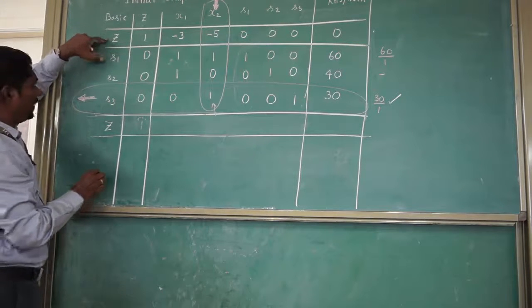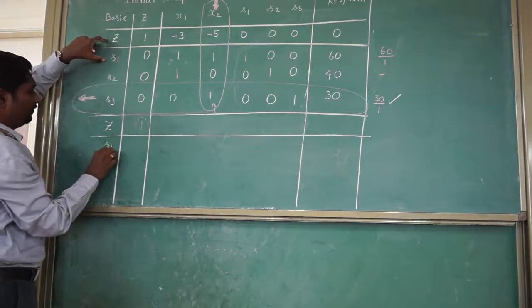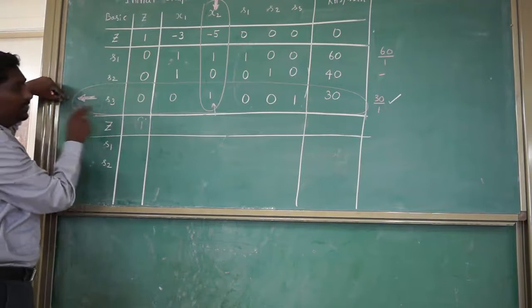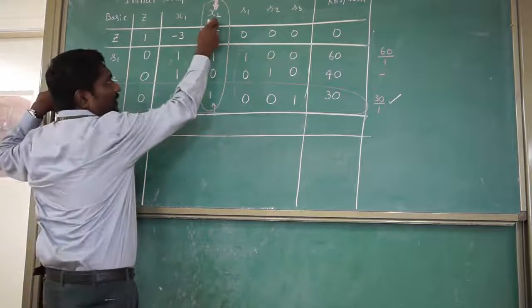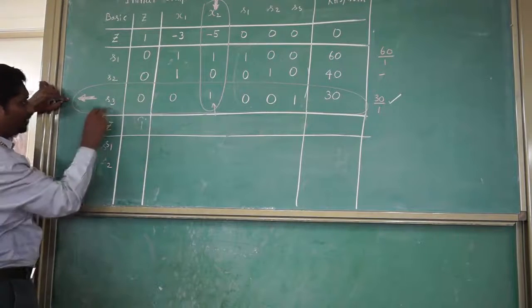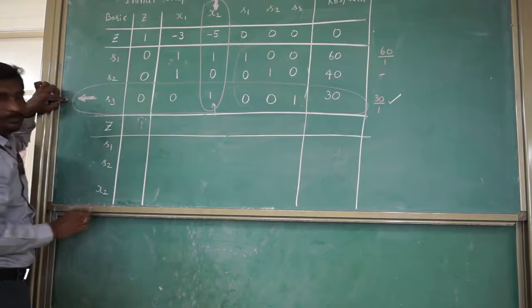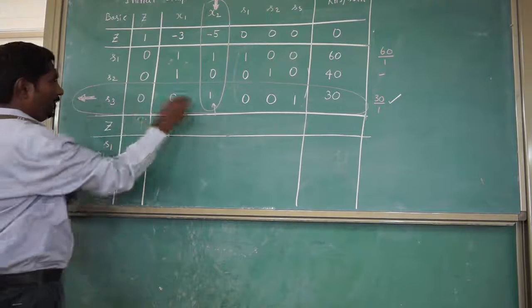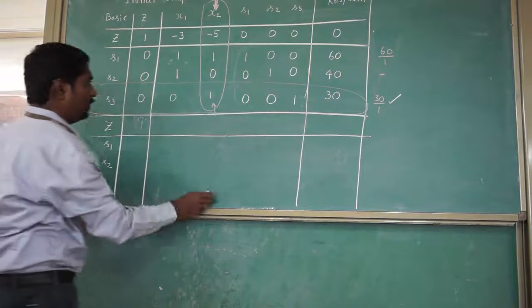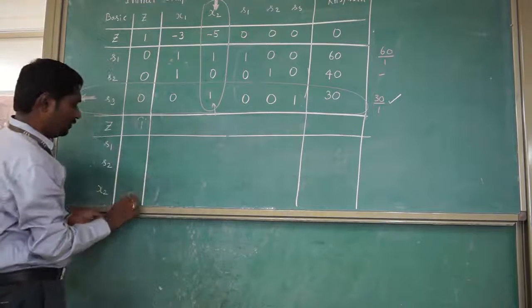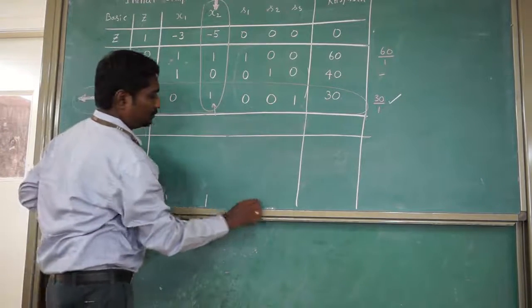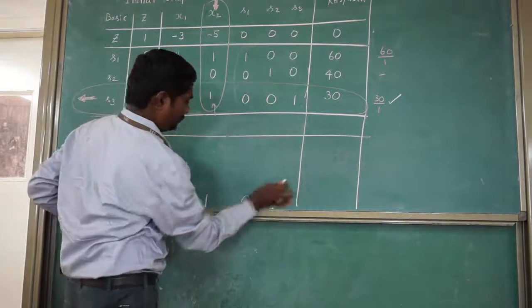This is the basic column. The basic column I am expressing: S1 will remain same, S2 will remain same, S3 is leaving. S3 is leaving, and what is entering? X2 is entering. Therefore, instead of S3, I will write X2, because X2 is the entering variable and S3 is the leaving variable. And now this pivot element should be made as 1, and luckily we have 1. So let me write as such. There will not be any change.